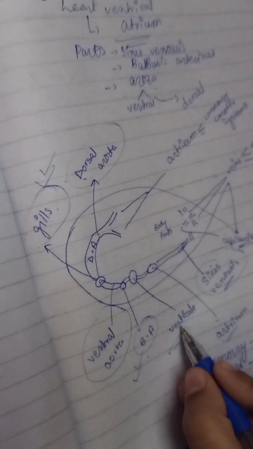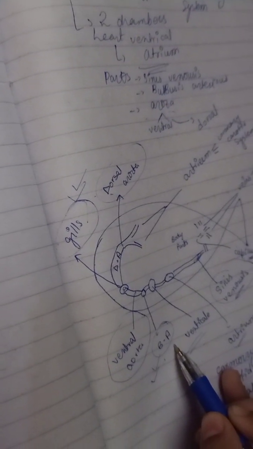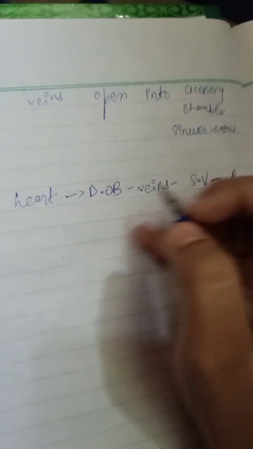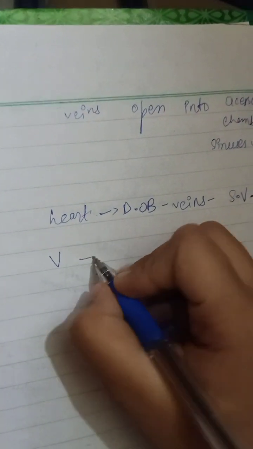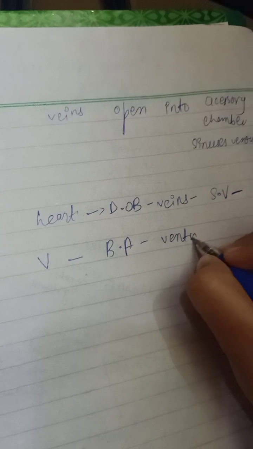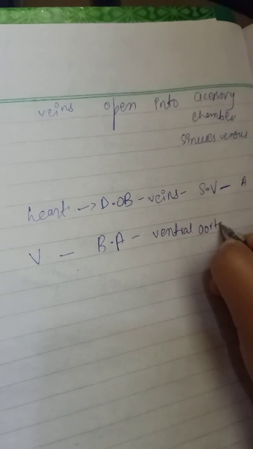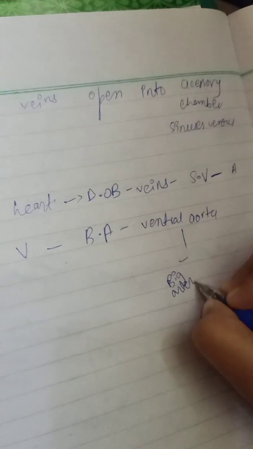After that we are having ventricle, bulbous, you can say the bulbus arteriosus. Okay, so here you can see atrium. After that, that is ventricle, the larger chamber. After that, bulbus arteriosus, we are having a ventral aorta. Okay, ventral aorta, this is what? This is the big artery.